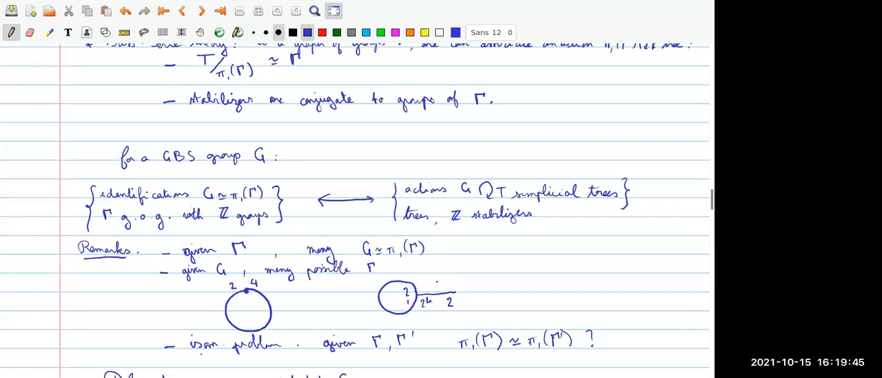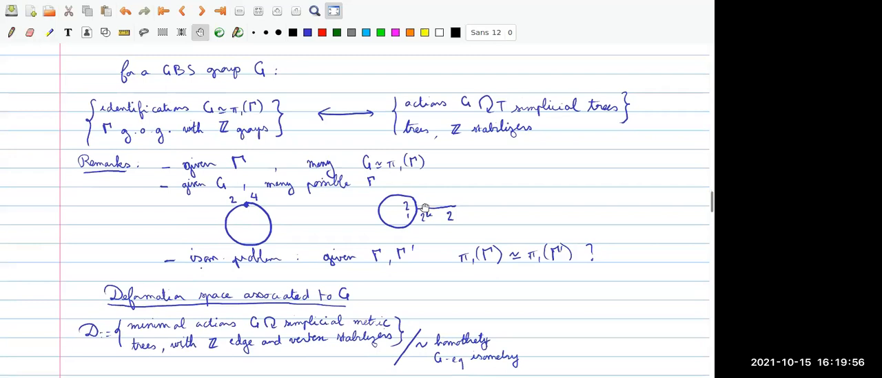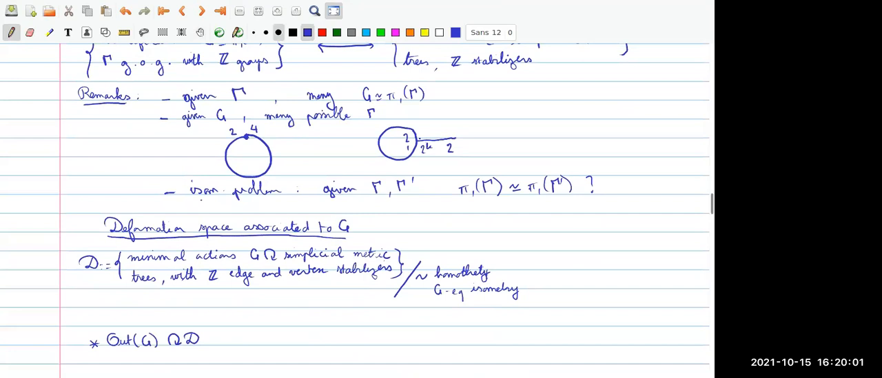So this whole set of identifications of G with a graph of groups, with a fundamental group of graph of groups, it actually can be endowed with a structure. So here's what we call the deformation space associated to a GBS group G.